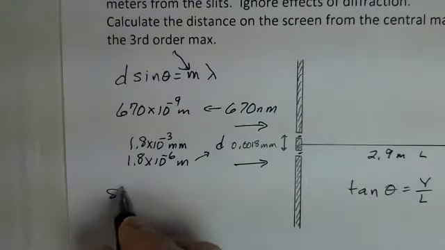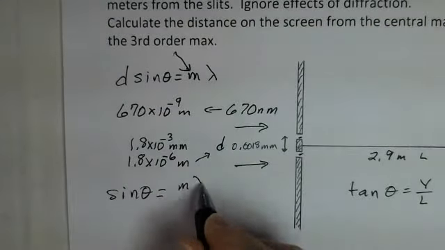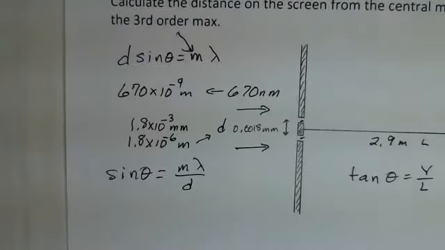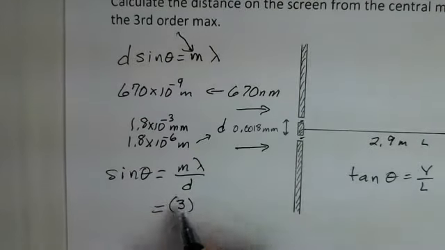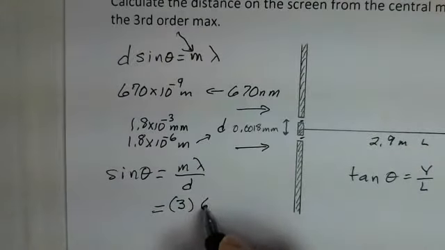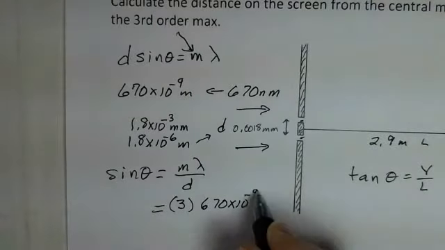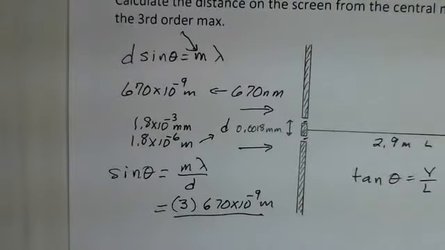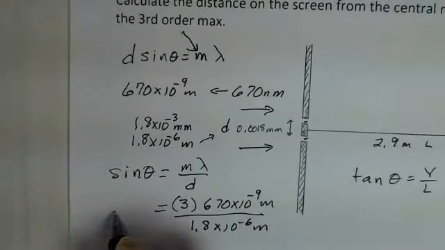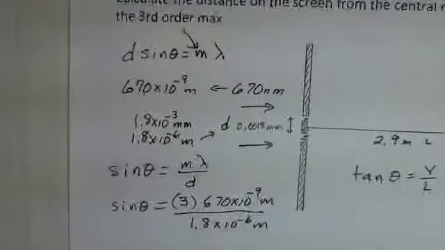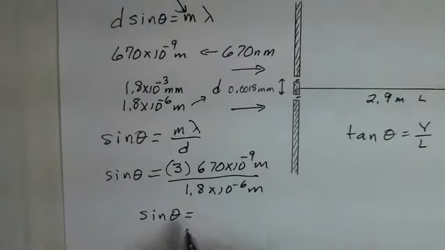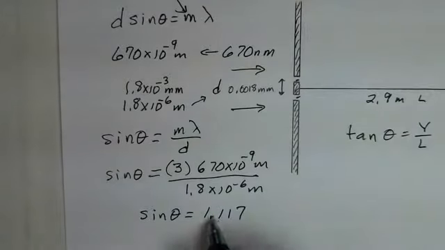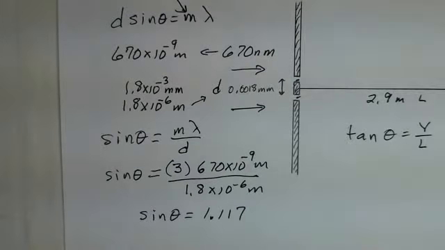So we'd have sine theta is m lambda over d, and putting in our values, we were told to find the third order maximum, so I use a 3 for the m. For the wavelength, 670 times 10 to the minus 9 meters. For the separation of the slits, 1.8 times 10 to the minus 6 meters. So you ought to pause and do your own calculation now. What do you get for the value of sine theta? I came up with a sine theta of 1.117. Oh, that's interesting. I hope it's interesting to you.